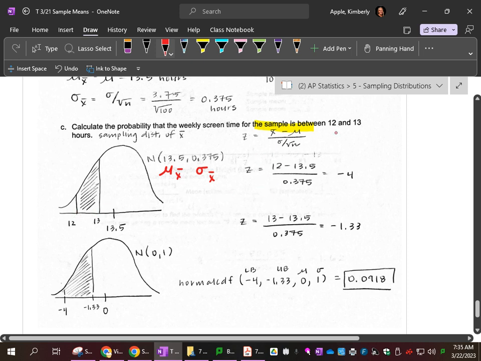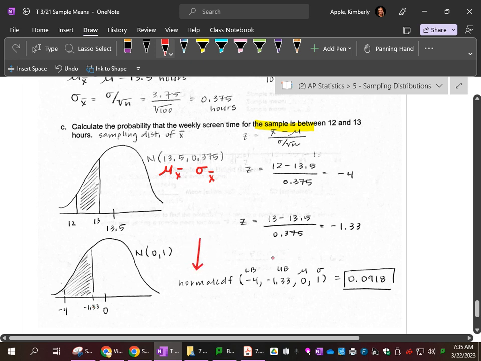You'd need to calculate two z-scores. Here is the formula for the z-score. We're going to calculate the z-score for 12, which is -4. That's very small. And for 13, it's -1.33. Here's your standardized distribution labeled with those values.